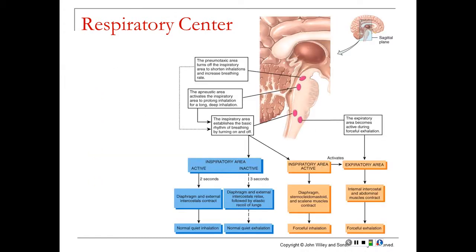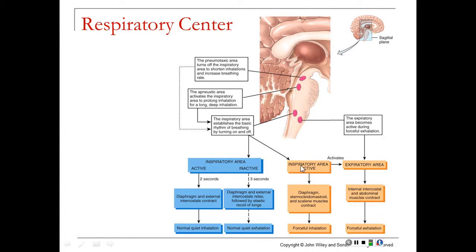So here you see the diagram of the respiratory center. You can see that your inspiratory area and expiratory area are very close to each other within the medulla oblongata and the pons. Almost in the pons, I should say, for the inspiratory area. Your pneumotaxic and apneustic centers of the pons are ultimately going to relay information through that inspiratory center.